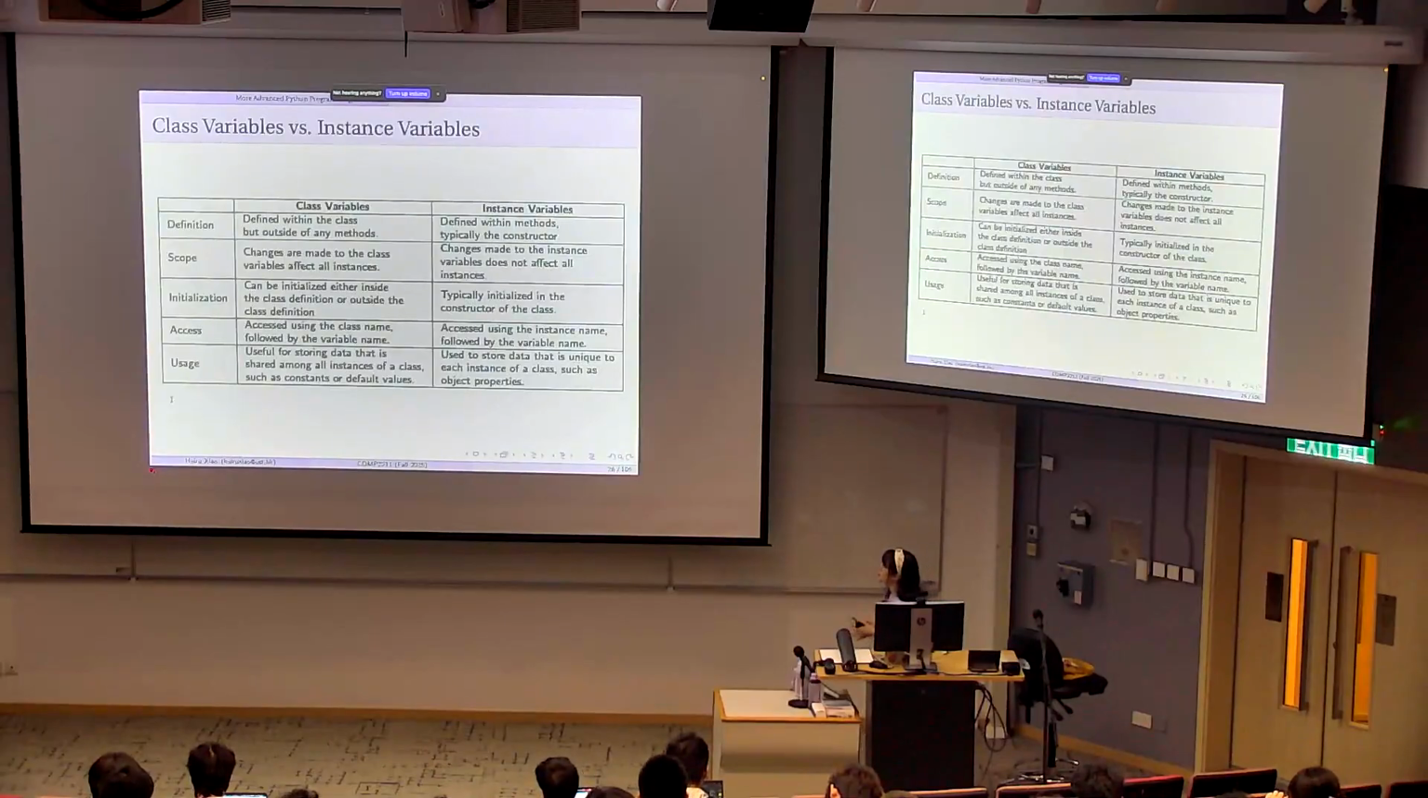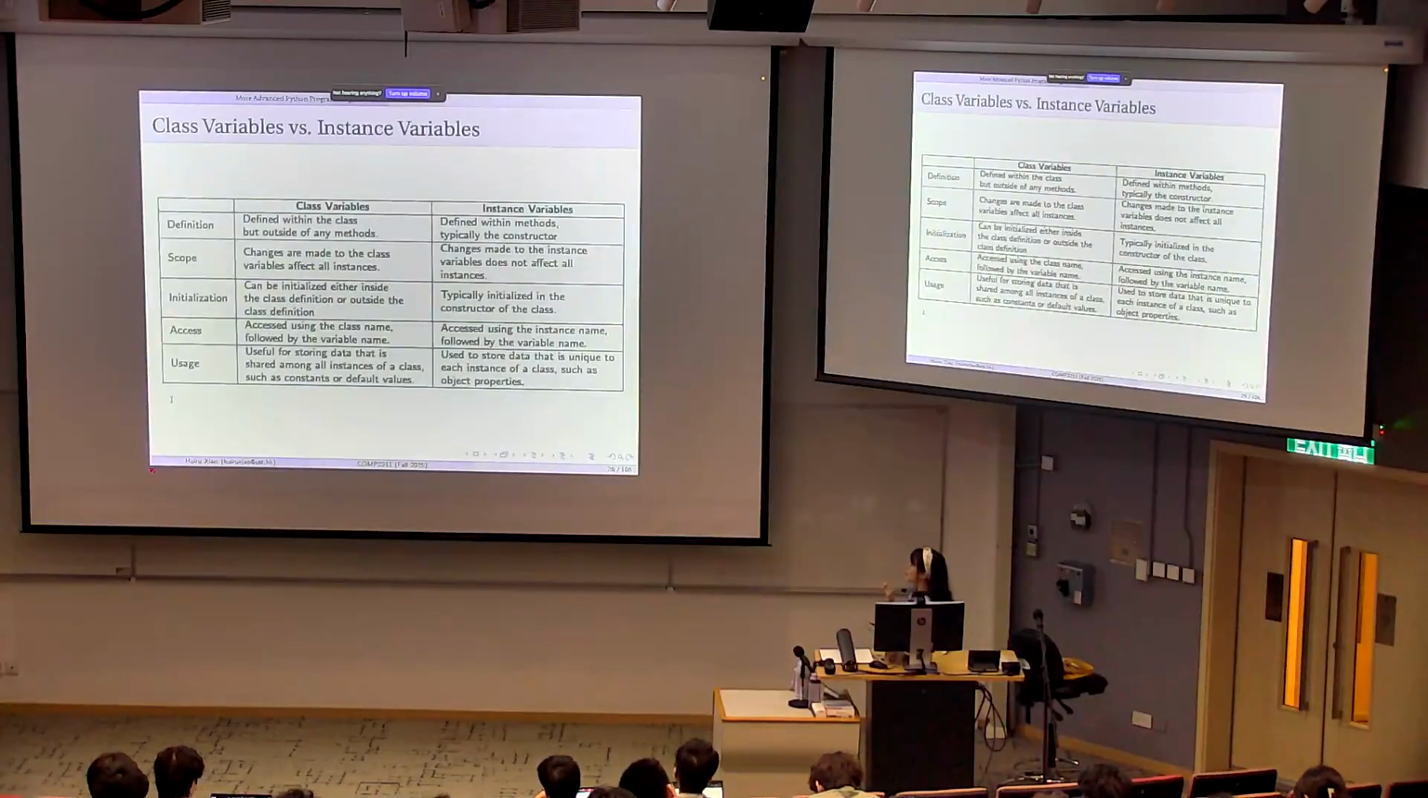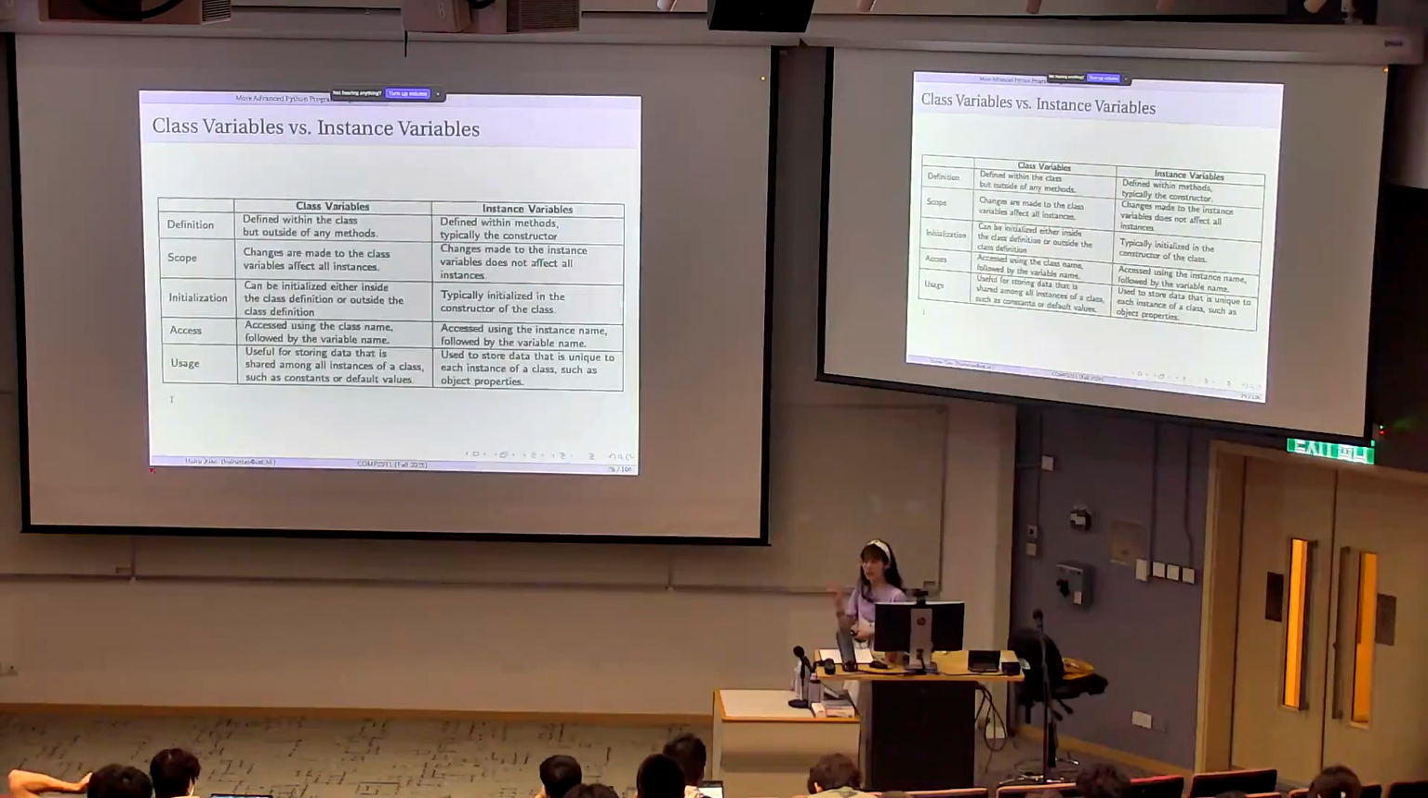For the access, if we want to access a class variable, please access it using the class name, followed by the variable name. So that's class name dot variable name. But if you want to access the instance variables, you need to access it using the instance name followed by the variable name. That's instance name dot instance variable name. And inside the class, of course, that just simply becomes self dot instance variable name.